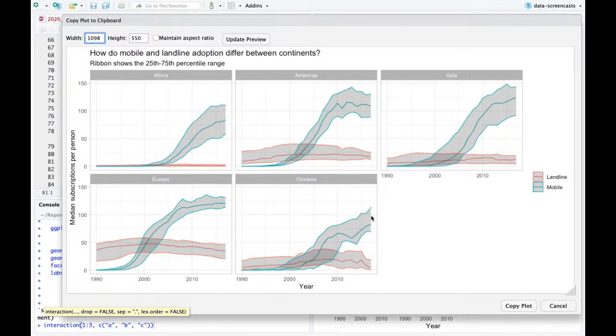So this is not quite as useful. But then we say Europe, and it's like we see a similar pattern: Americas, then Asia. Europe had lots of landline use, even more than the Americas.